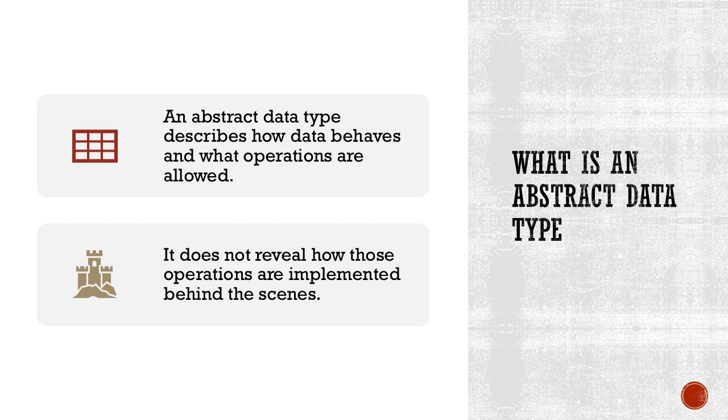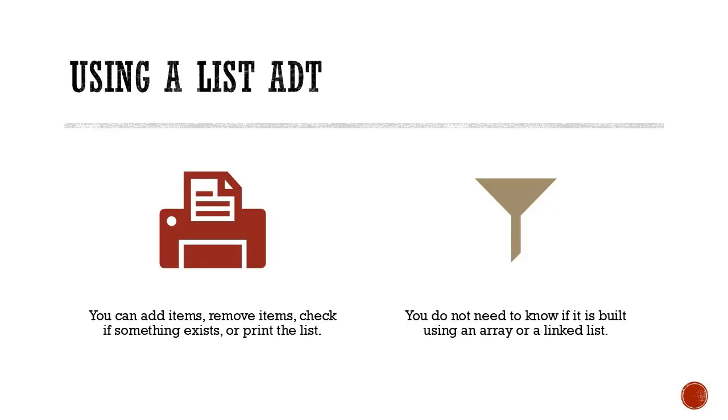It describes what operations you can perform with the data, but it does not tell you how those operations are actually built or implemented. Think of it like this. When you use a list in your program, you care about adding items, removing items, checking if something exists, or printing the whole list, but you do not need to know if that list is built using an array or a linked list. That is the power of an abstract data type.